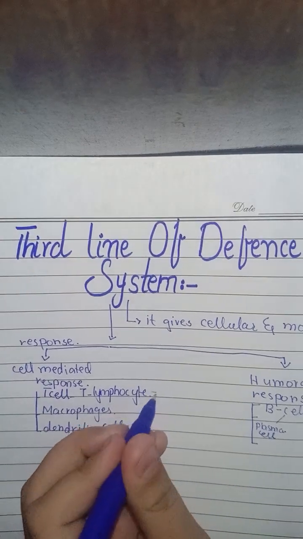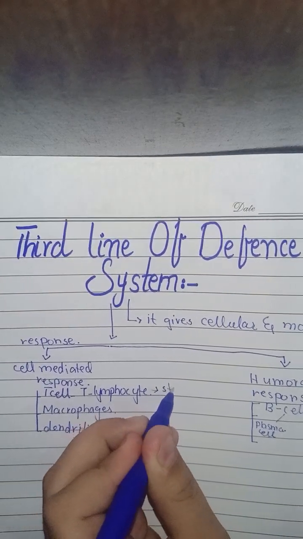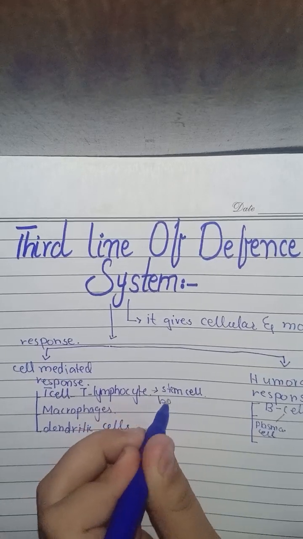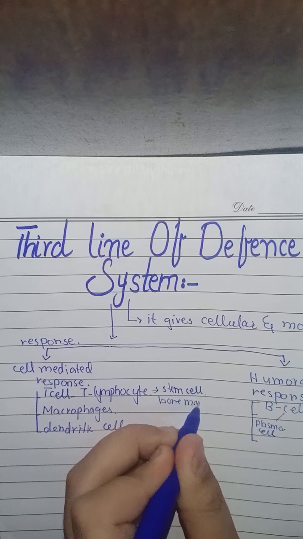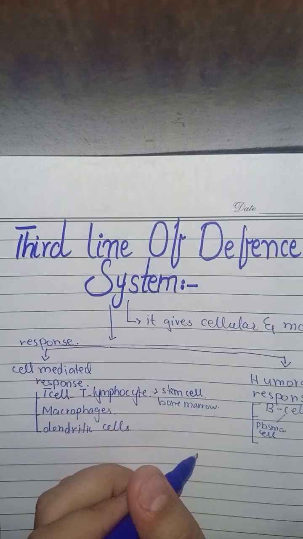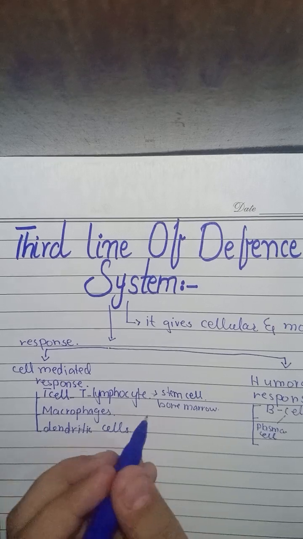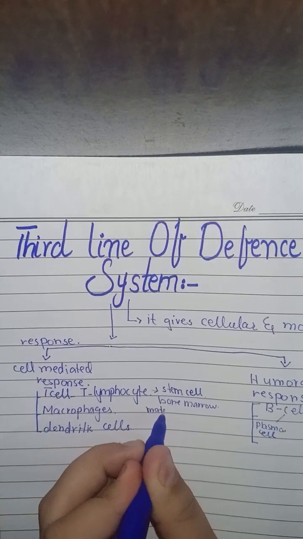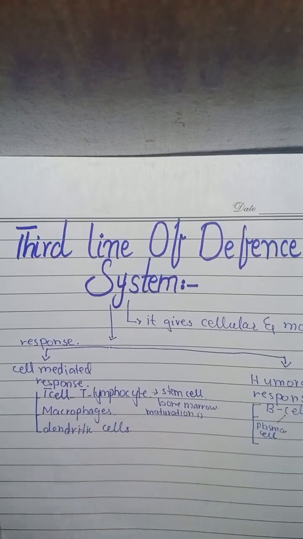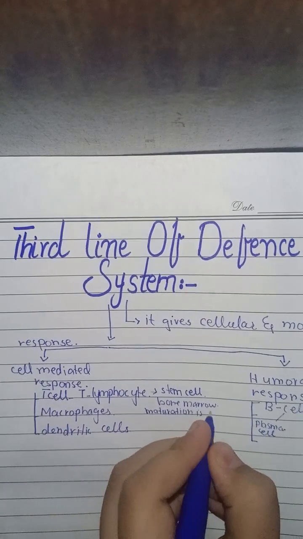Okay, so here I am going to discuss the T lymphocytes. Those are basically present in the stem cells, like in the bone marrow. But during the maturation, they are done in the thymus. The maturation is in the thymus.